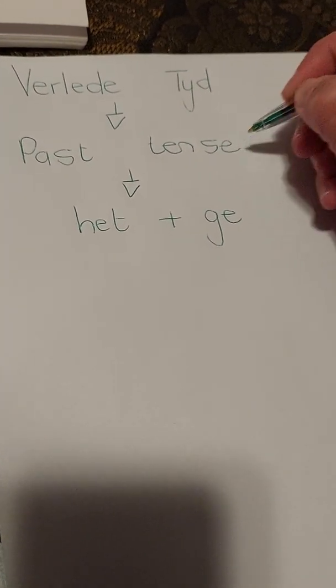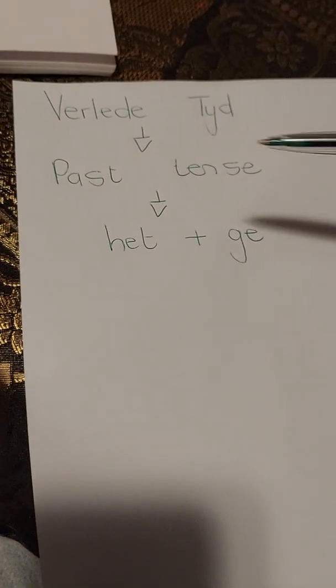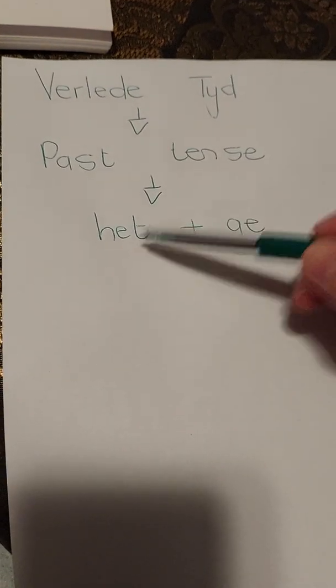Let's have a look at verlede tyd. What does verlede tyd mean? Verlede tyd means past tense, and when you read verlede tyd, you know that het and ge is the main thing that needs to be added.